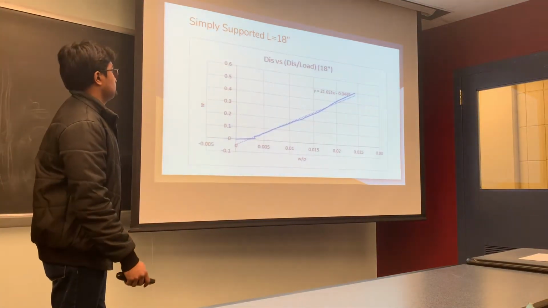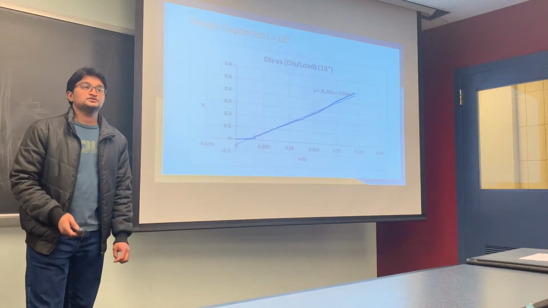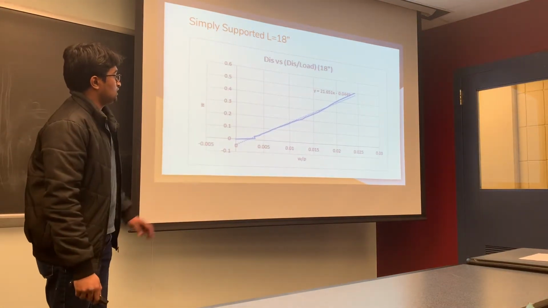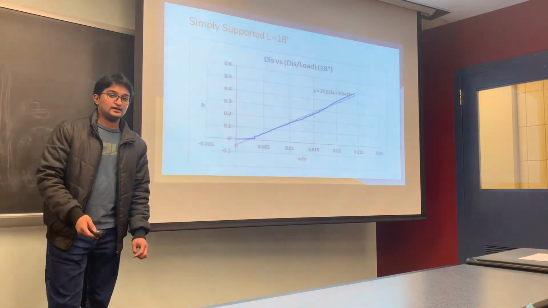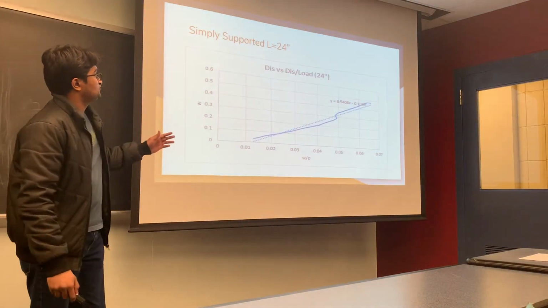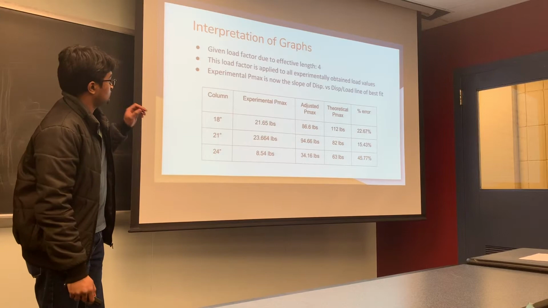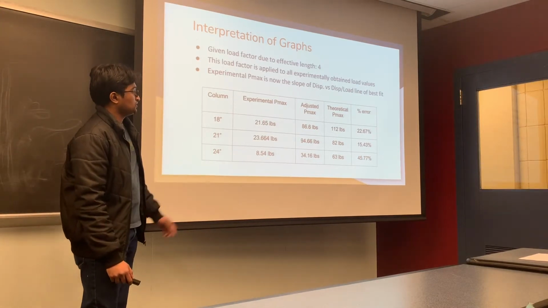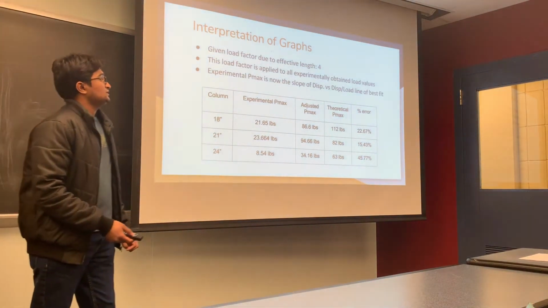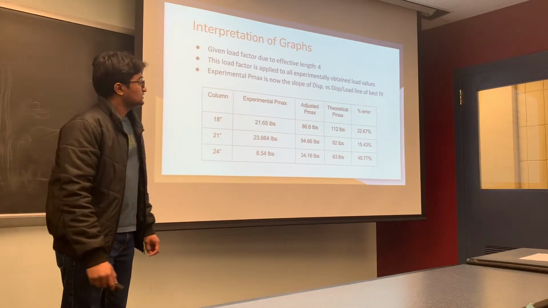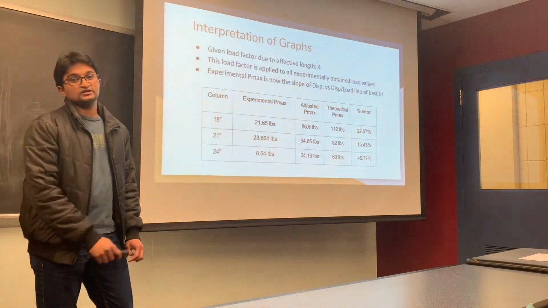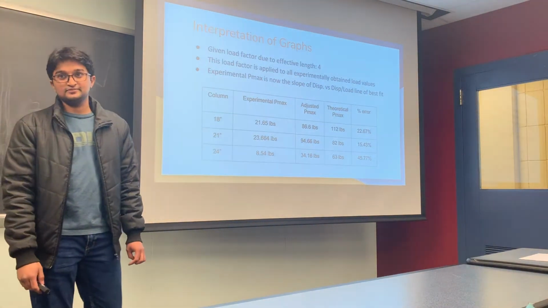And this time we used the same data, but we plotted the displacement against the displacement over load ratio, and we got the slope of the best fit line, and the slope of the best fit line corresponded to the buckling load. And again, this was done for all the 3 beams. And once we obtained the experimental critical load, we multiplied it again by 4, the effective length factor, and we also calculated the theoretical critical load. And finally, using the theoretical critical load and the adjusted critical load, we found the percentage error.